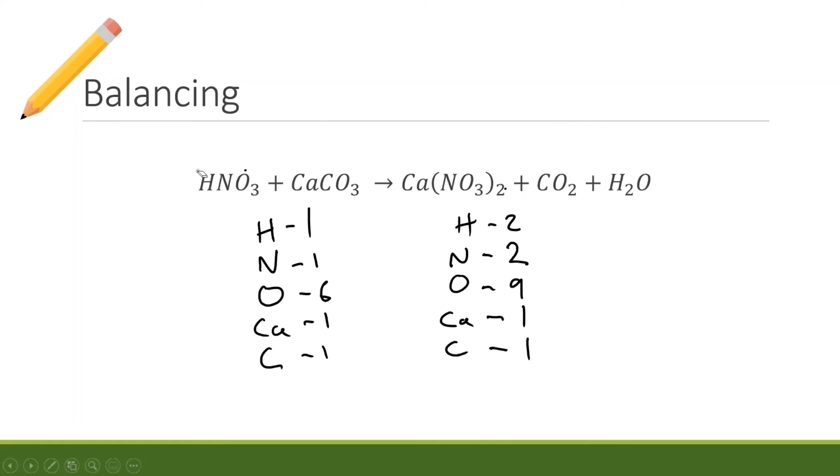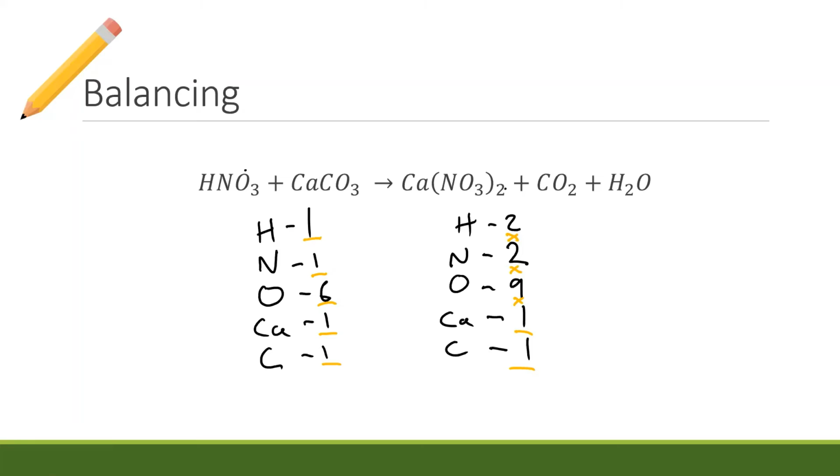Let's see which ones of them are balanced, which ones are not balanced. So hydrogen is not balanced. Nitrogen is not balanced. Oxygen is not balanced. Calcium is balanced and carbon is balanced. So they're okay at the moment. So which one are we going to do first?